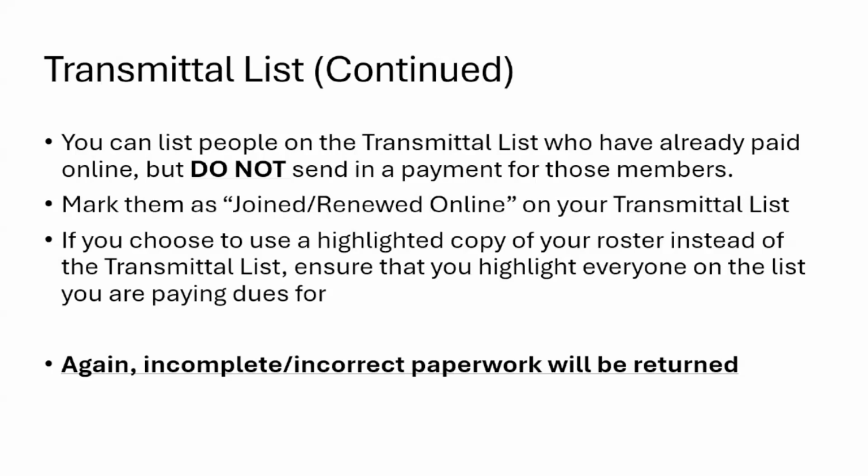A lot of what we've received too is the highlighted lists of membership. It'll basically be a list of people and then they'll highlight the people that are getting renewed. If you're using the highlighted copy of your roster instead of the transmittal list, ensure that you highlight everyone on the list that you are paying dues for. Don't do a writing or a circle or a check. Make sure you highlight them so that we're clear.